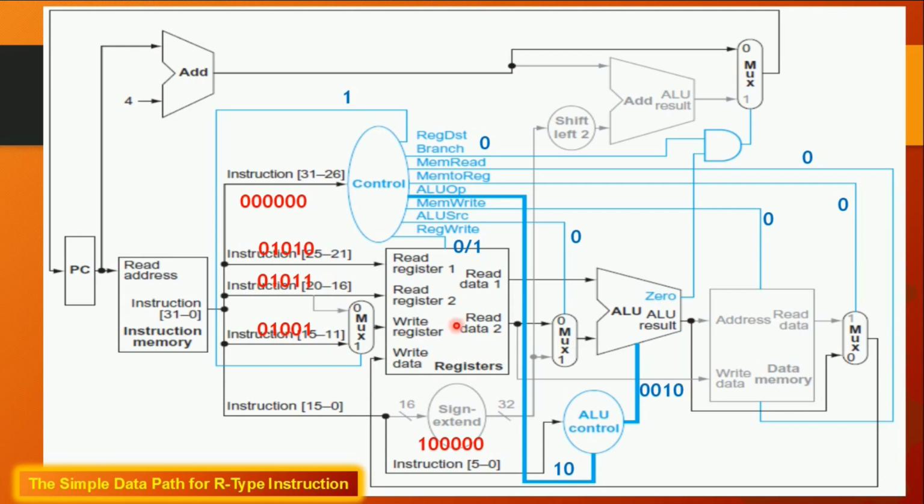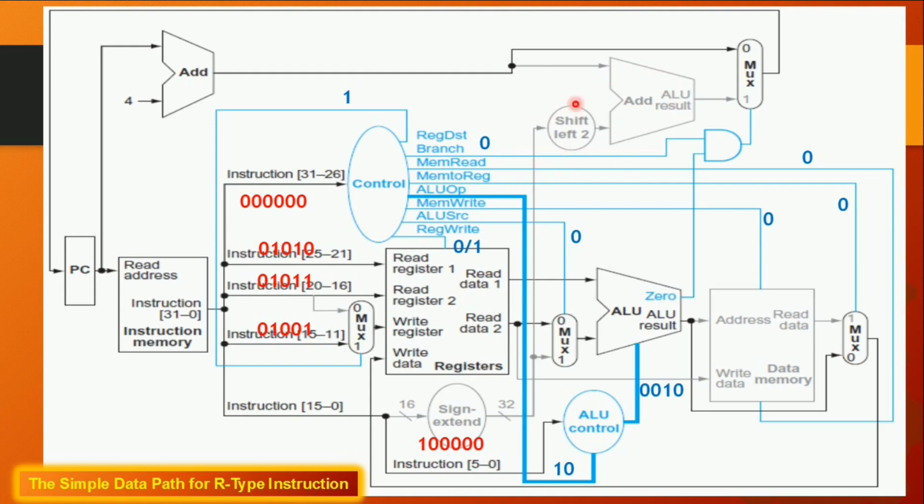So this is the normal operation which is happening for R-type instruction. This is the way we have to design the data path for R-type instruction. Here in the general data path we will be having all the components. For designing R-type, we are not calculating any branching.